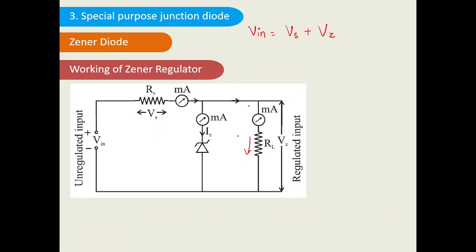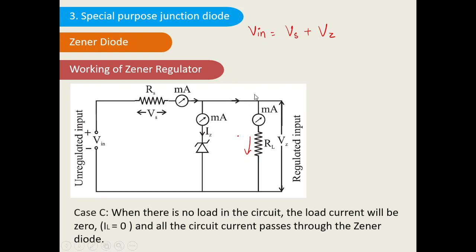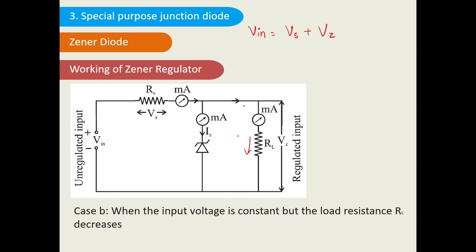The current through RL is IL, and the current through the Zener diode is Iz. At this point, the incoming current is equal to the outgoing current. What is the incoming current? It is Is. So Is is equal to the outgoing current, which is Iz plus IL. Remember, the aim is to maintain this Vz constant. So if Vin is constant, Vin is not changing. Vin is equal to, what is this value?